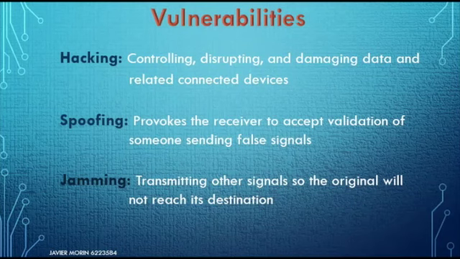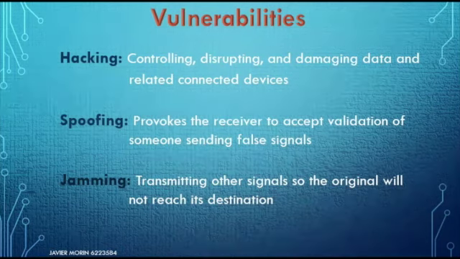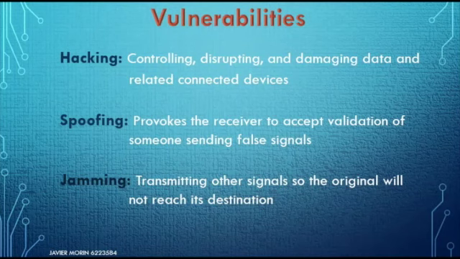Spoofing. Some satellite organizations miss ciphering and encrypting the uplink tracking, which makes the satellite vulnerable to spoofing attacks. Spoofing attacks provoke the receiver to accept validation of someone sending false signals. Lastly, the easiest way of hacking a satellite signal is what is called jamming. The radio frequency gets disrupted by transmitting other signals, so the original will not reach its destination. This is really worrying for users using satellite signals.